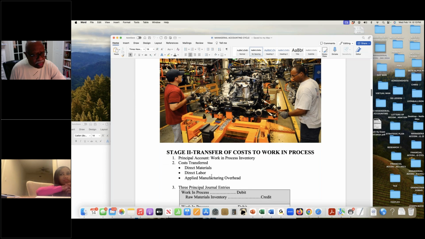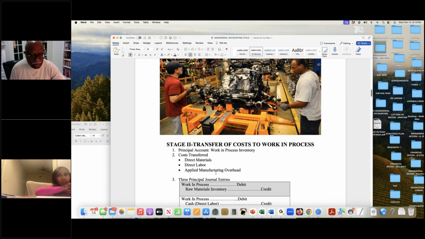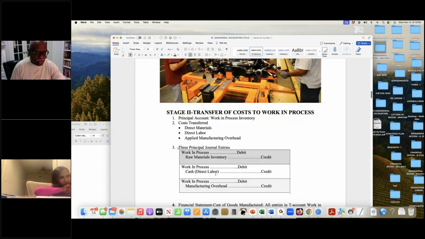So you'll be seeing this from now on: direct materials, direct labor, and overhead. When we're in stage three, we make those journal entries. We debit work in process every time. We debit work in process for the raw materials. We debit it for paying the workers. We debit it for the overhead.